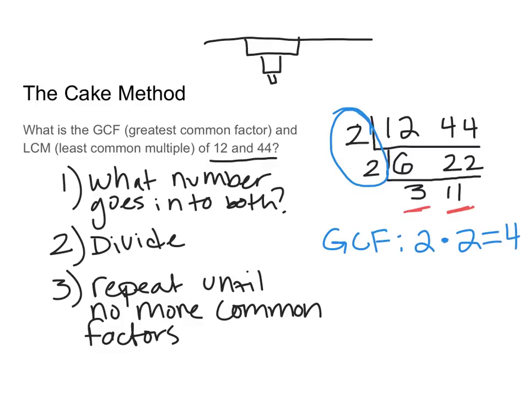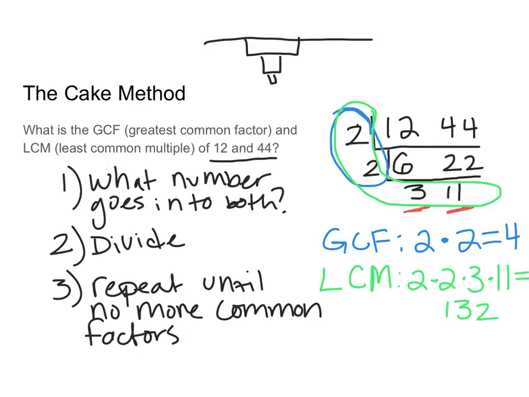To find the least common multiple, we're going to multiply all the numbers on the outside. You can see how that kind of makes an L as you do it. So the least common multiple is going to be 2 times 2 times 3 times 11, and that gives us 132. So the GCF for these numbers is 4 and the LCM is 132.